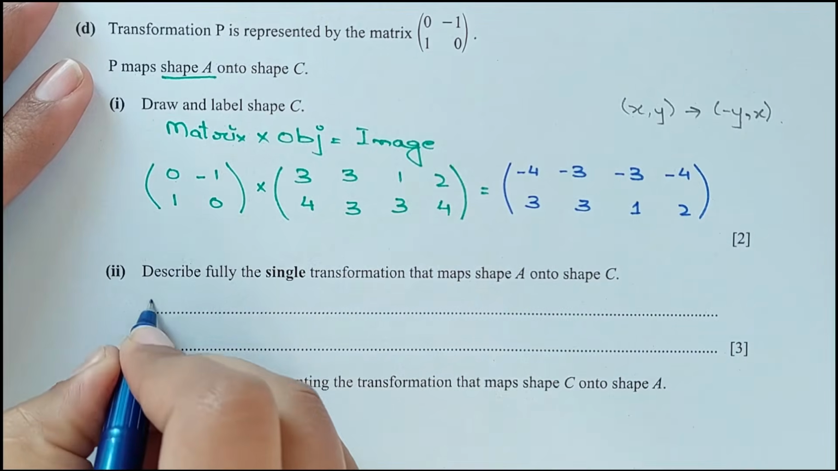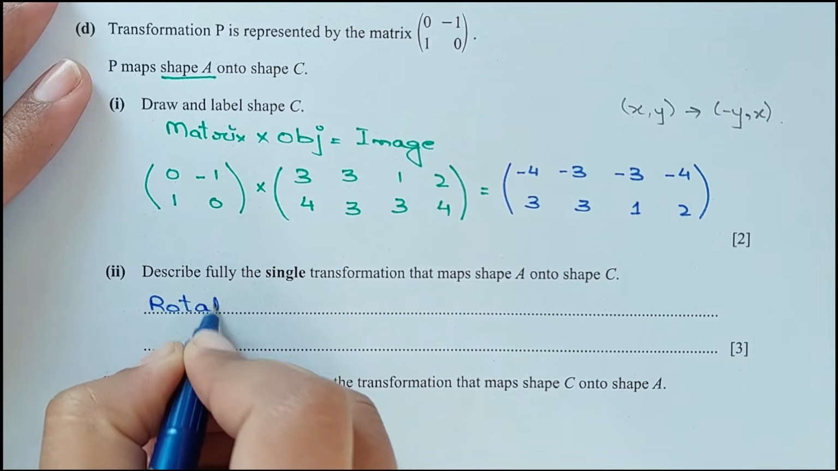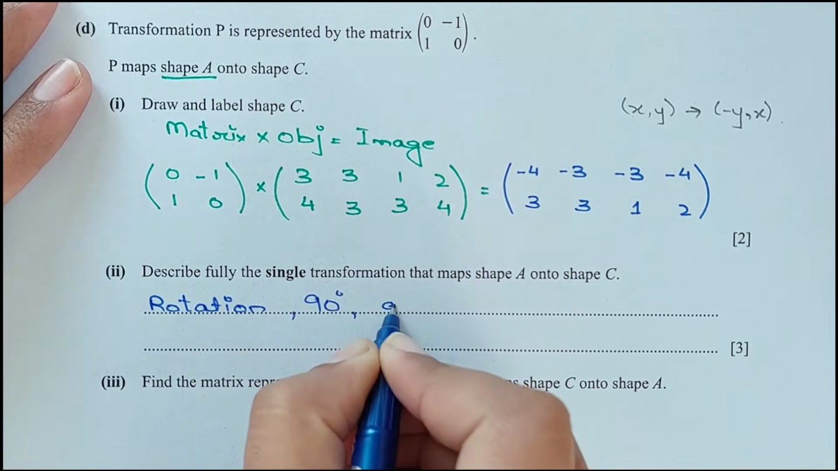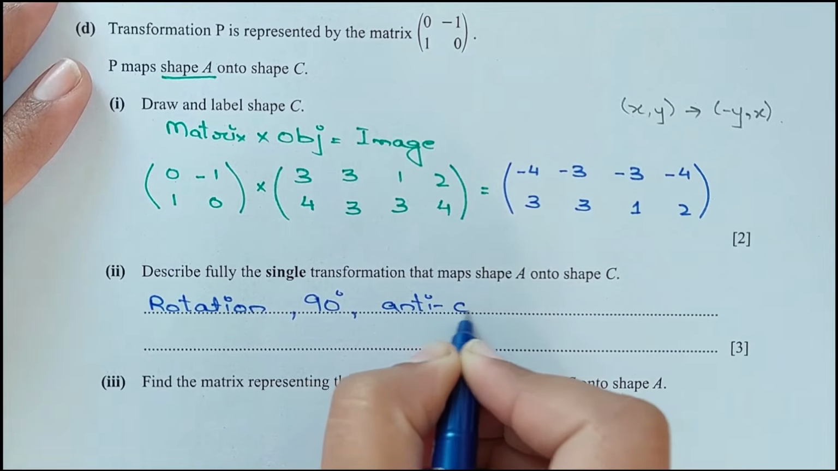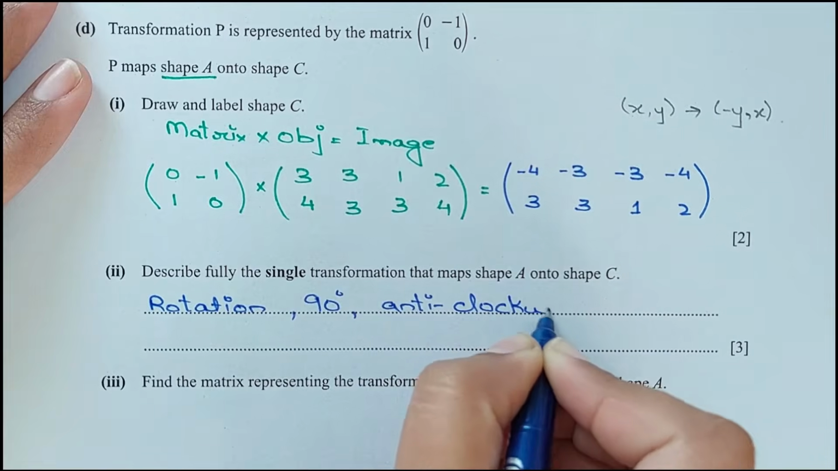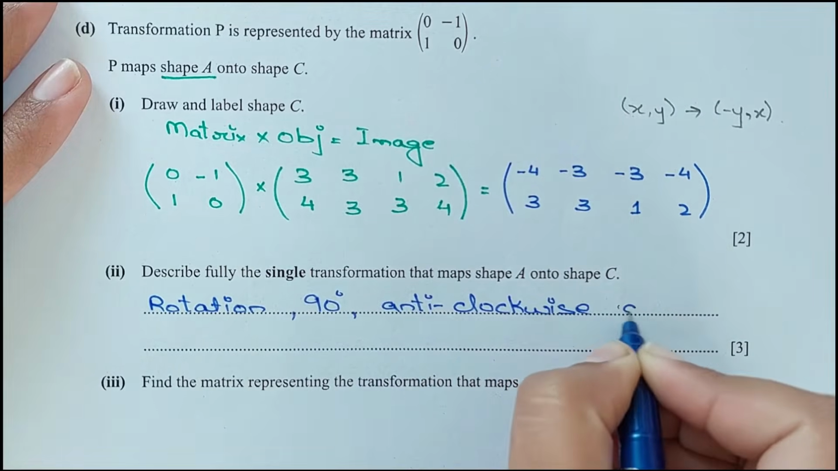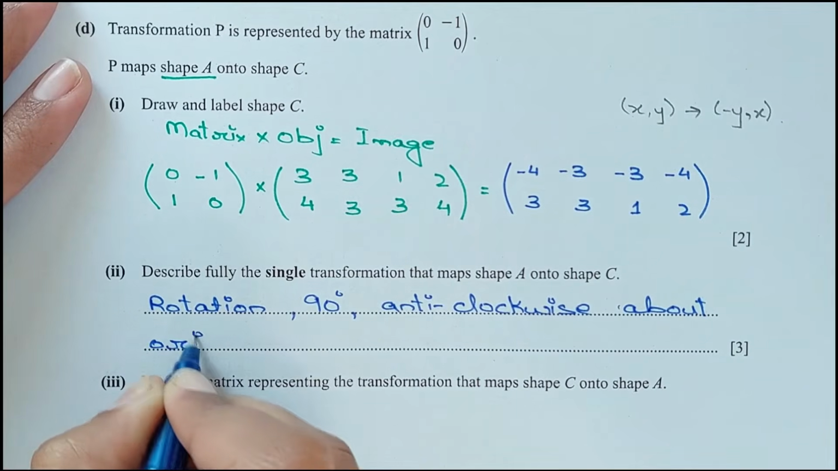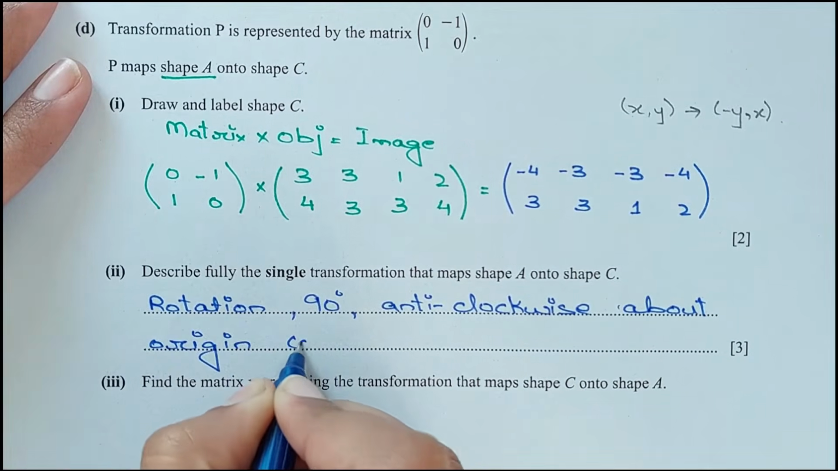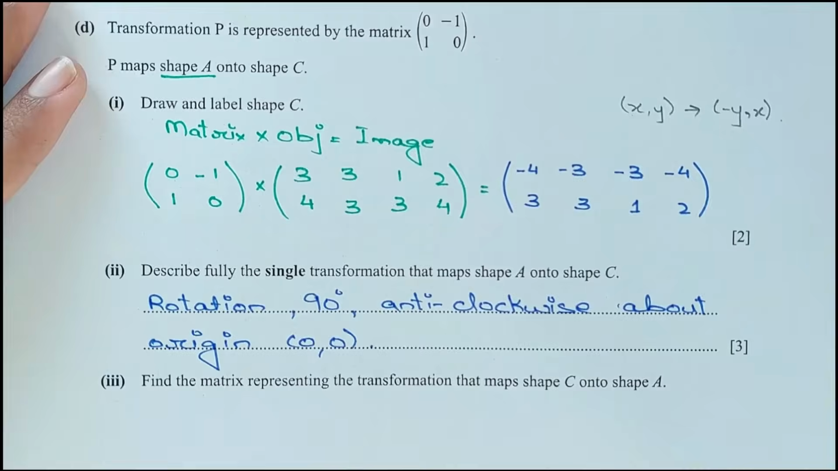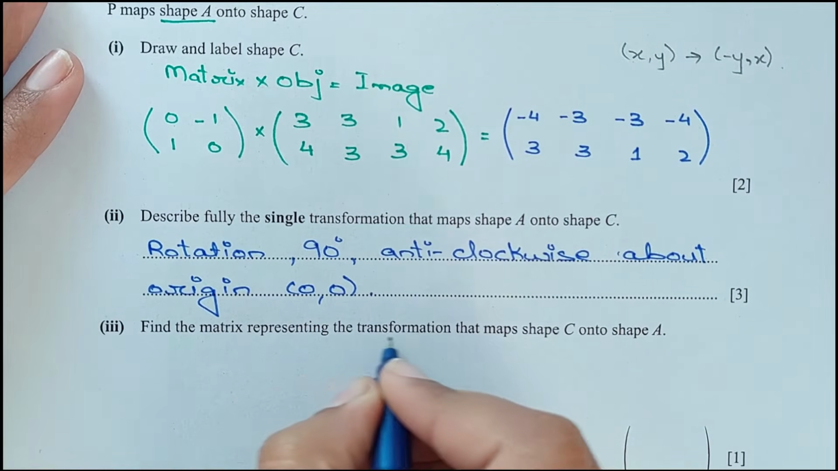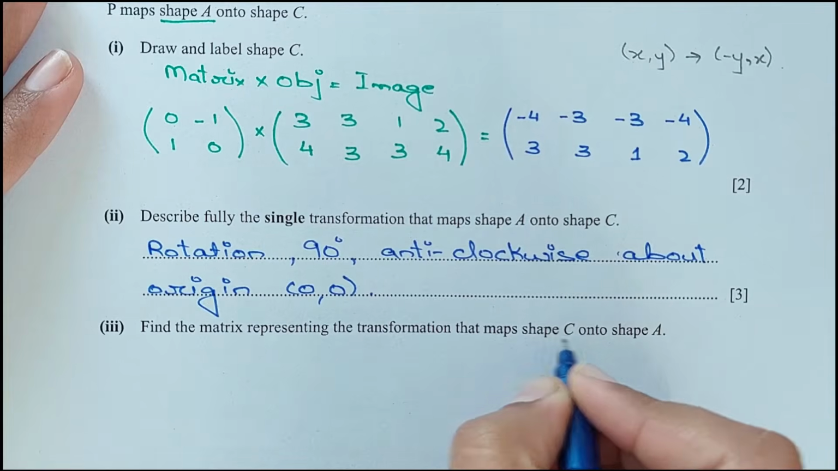So the transformation is rotation 90 degree anti-clockwise about origin, 0, 0.